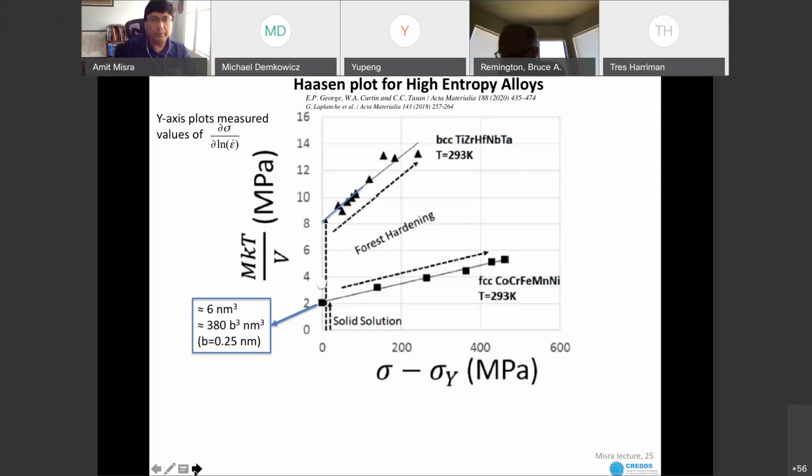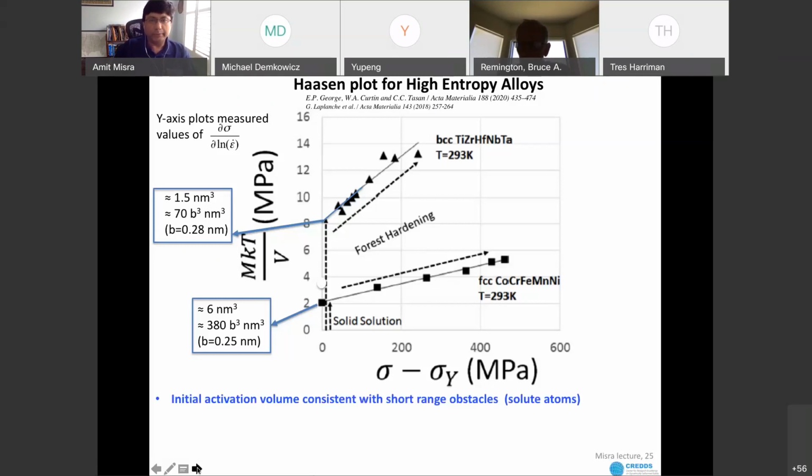If you do the same for BCC metals, you see here, this is the inverse of activation volume. So if you're moving up, the volume will get smaller. For BCC high entropy alloys, so this is titanium, zirconium, hafnium, niobium, tantalum, you're getting a value of 1.5 nanometer cube. Or for that Burgers vector, about 70 times b cubed. So this is also showing that you still have that lattice resistance, it's more local than what you have. Here there are more solute clusters, but here the activation volume is even smaller.